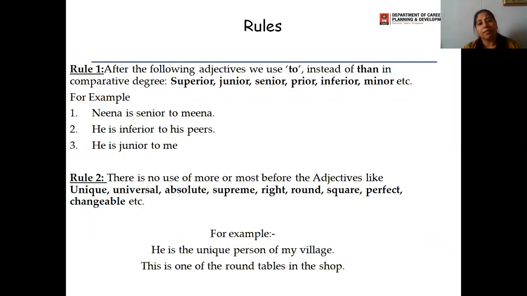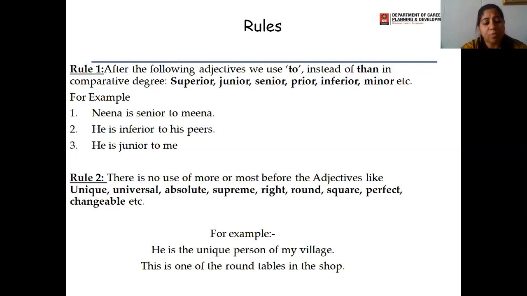So let us understand a few rules which are very easy, but we generally make mistakes when we are writing sentences, right? The first rule is when we have to use "to" instead of "than" in the comparative degree. Whenever we are using the comparative degree of these adjectives, we will always use "to" rather than "than". Because we know whenever we have to do comparisons, we use "than", right? So let's take some examples.